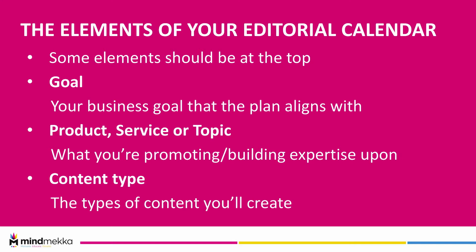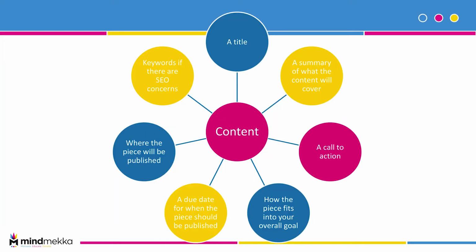For each piece of content, your editorial calendar should include a title or a rough idea of a title that indicates what the piece is about. Keep keywords in mind. The details or a summary of what the content will cover. You may add here what the audience member will know or be able to do by the time they're finished. A call to action stating what you want the audience member to do after they're finished. How the piece fits into your overall goal. What it's meant to achieve. Things like get people to sign up to my email list, or deepen relationship by offering helpful advice.